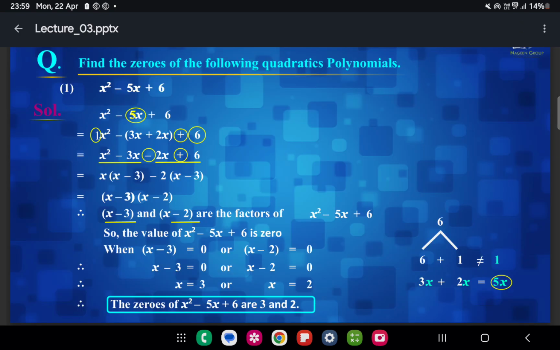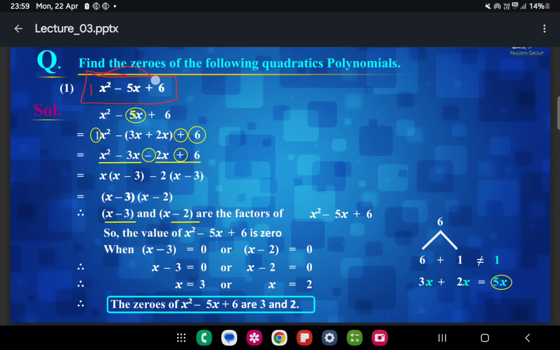Next we are moving to the second main of exercise 2.2. Find the zeros of the following quadratic polynomial. Only we have to find the zeros. What are the zeros of the quadratic equation, or what is the given equation? We have to find the zeros. So the first problem is given x square minus 5x plus 6. Here x square having nothing means we have to take 1.